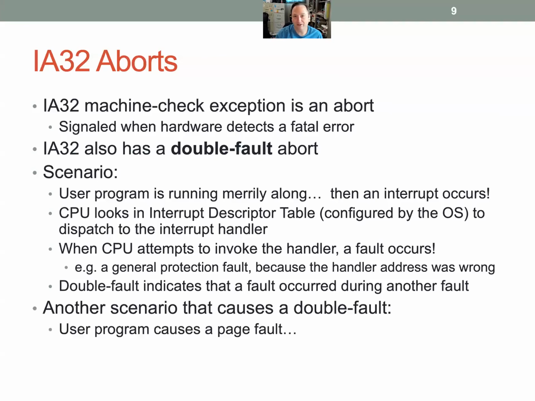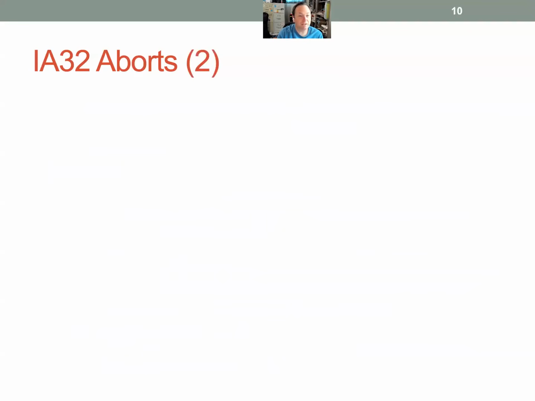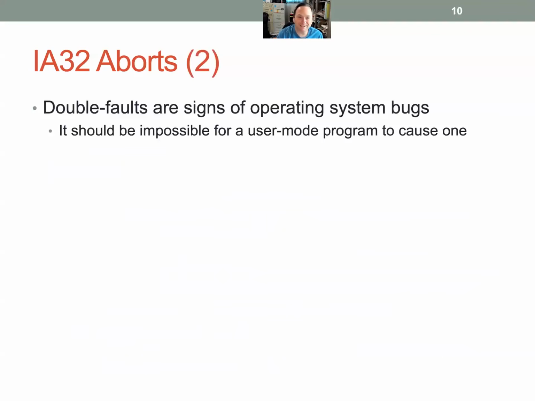Now, here's another one. You have a program that generates a page fault because it tries to access memory that's not currently mapped in its address space. The CPU tries to invoke the page fault handler, and then that generates a fault during the interrupt dispatch. Like it says here, it causes another page fault to occur. So that would be a double fault. This is interesting, possibly useful information to know. Let's continue chasing this down.